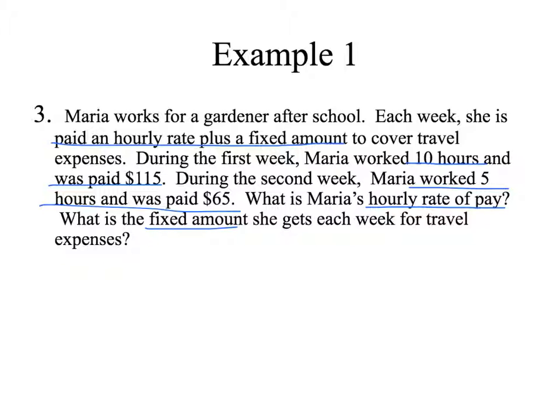So the hourly rate of pay and our fixed amount are going to be x and y. If you remember from the last problem, I said that y is typically always your money. So that's going to be our amount or our total. And x is going to be our hourly rate. Still money, but money that can change based on how many hours she worked. So we're going to have two equations. One for her first week of work and one for her second week of work.